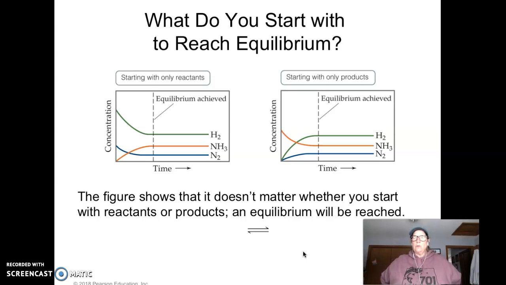So the figure shows that it doesn't matter where you start, whether you start with reactants or products, an equilibrium will be reached. And if you look at them, the equilibrium is reached at the same point. So the only way I'm going to change where equilibrium is reached, their K sub C, is if I do things like add more reactant, add more product, change the pressure, change the volume, change the temperature, things like that. And we'll talk about those later. Those are part of equilibrium they call Le Chatelier's principle, and I'll show you that as well. So there is our forward and backwards, you can see, and this is where equilibrium is reached.